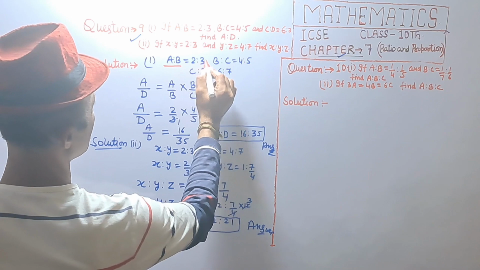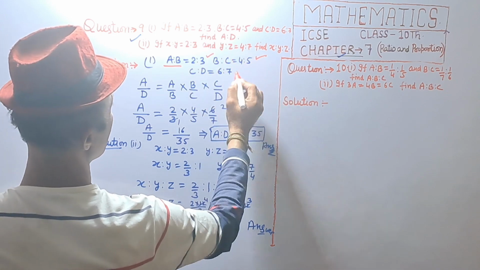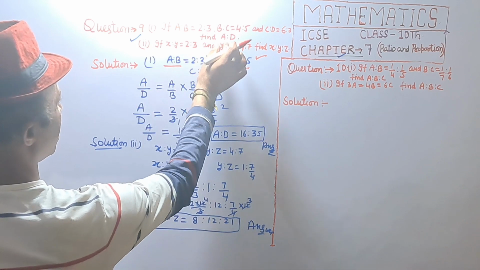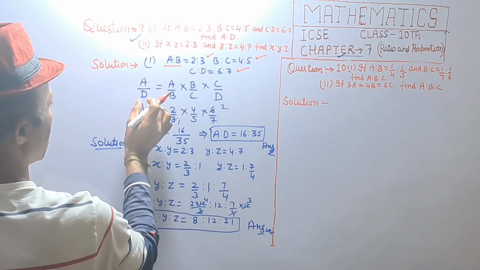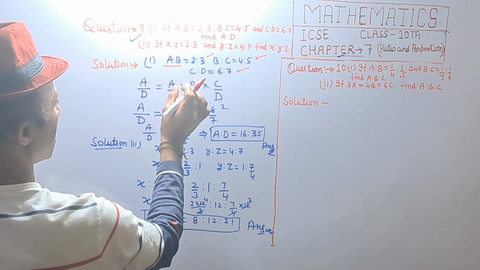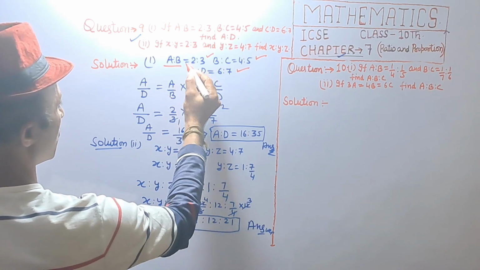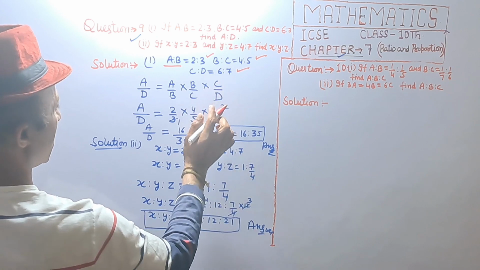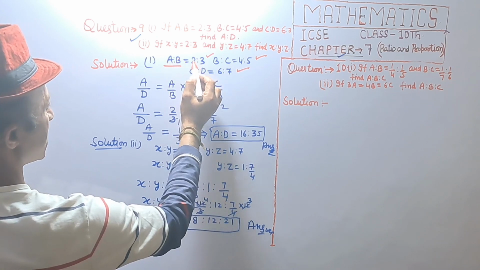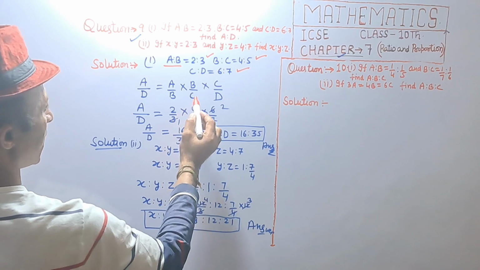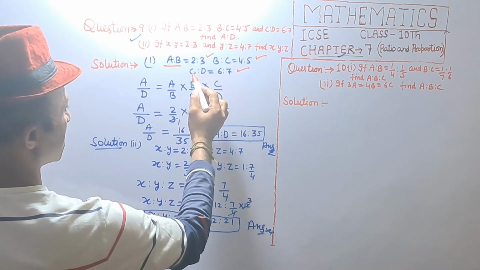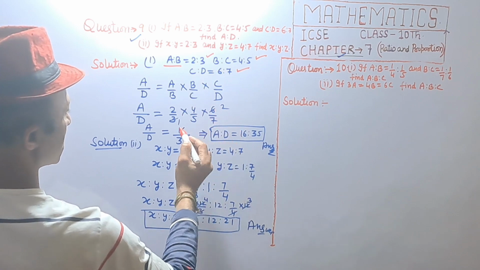Given A ratio B is 2 ratio 3, B ratio C is 4 ratio 5, C ratio D is 6 ratio 7. And we find A ratio D, that is A upon D is equal to A upon B into B upon C into C upon D. A upon B is equal to 2 upon 3 and B upon C is equal to 4 upon 5. C upon D is equal to 6 upon 7.